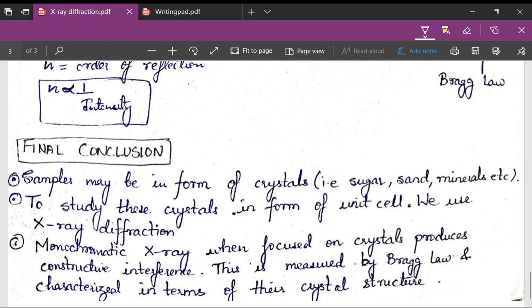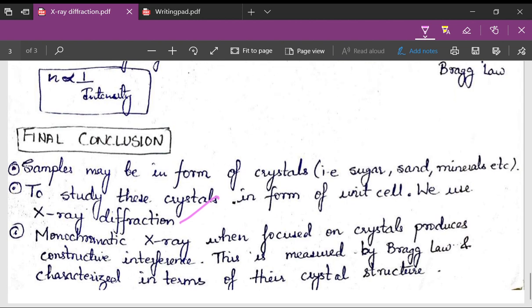what we have studied in this topic: the sample is made up of crystals, for example sugar crystal, sand crystal, mineral crystal. To study these types of crystals in the form of unit cells, we use X-ray diffraction. When monochromatic X-rays are focused on a crystal, they produce constructive interference, which is measured by Bragg's law, and the crystal is characterized in the form of its crystal structure. And this is the end of the topic. Thank you.